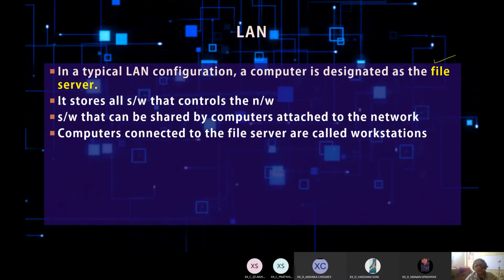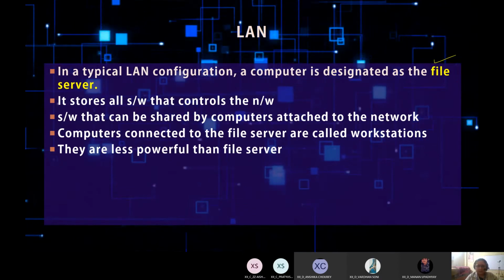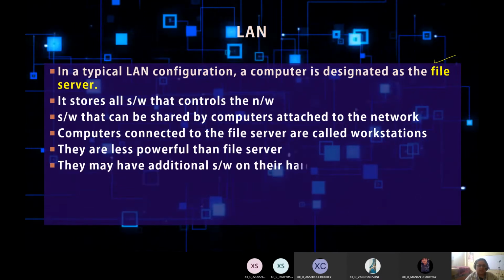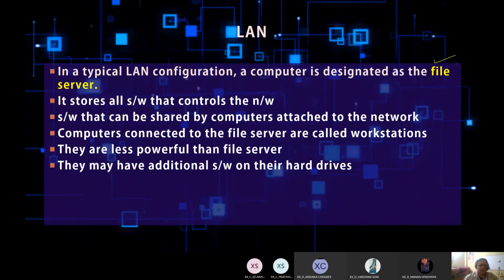Computers connected to the file server are called workstations. They are less powerful than the file server. They may have additional software on their hard drive. So you can see these are general points.